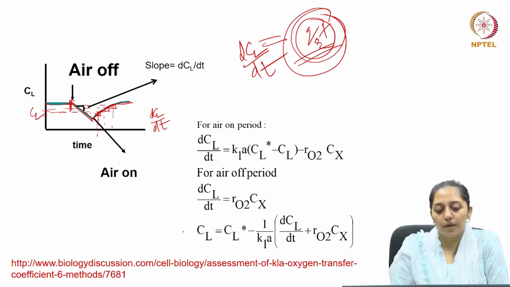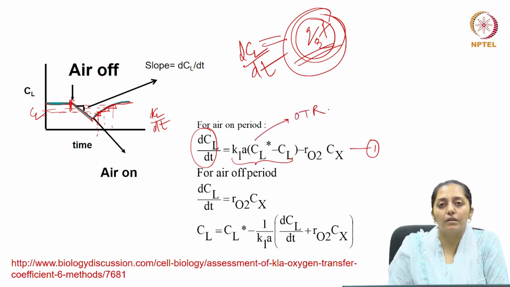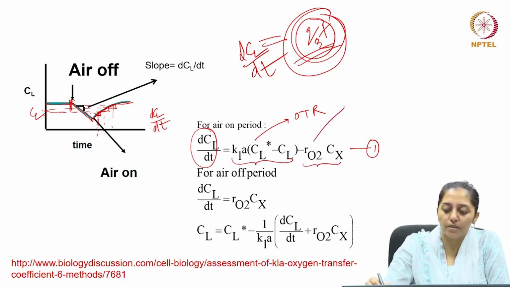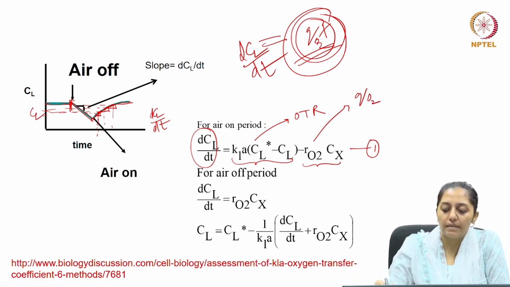So, let us come to our continuity or mass balance for oxygen. If you see equation 1 here, this is a simple mass balance for oxygen transfer. Your dCL by dt stands for the oxygen accumulation rate. KLa times (C star minus CL) stands for the oxygen transfer rate, and RO2 times Cx, where RO2 is equivalent to your QO2, which is the specific oxygen demand, and Cx is nothing but your x. So, this stands for your oxygen uptake rate.